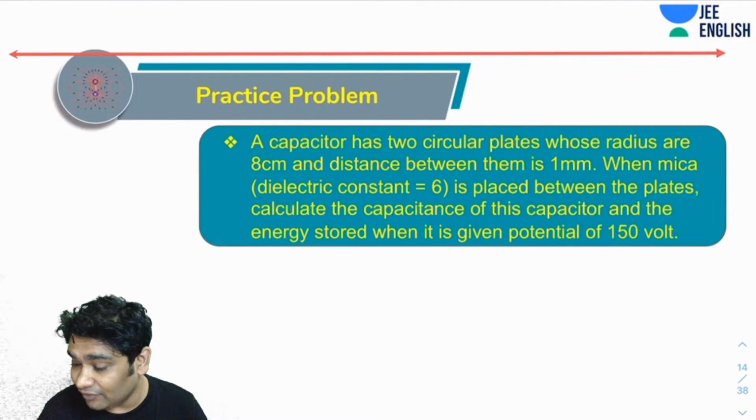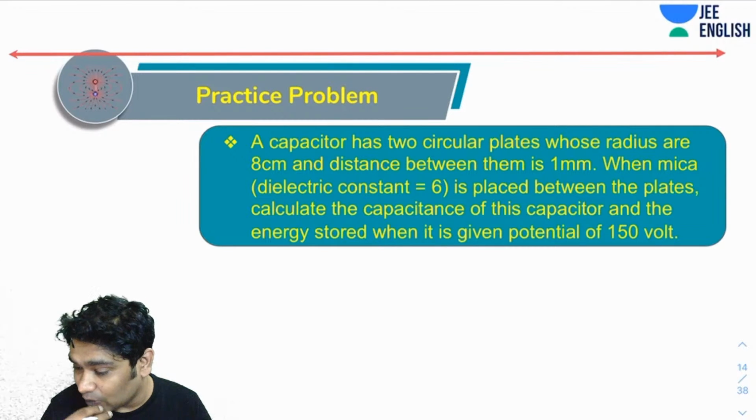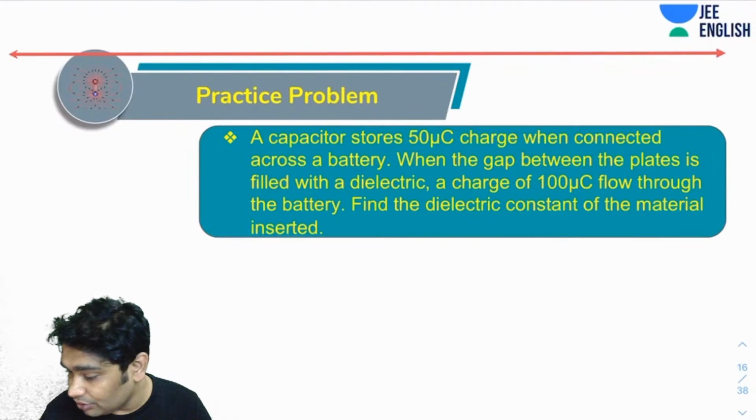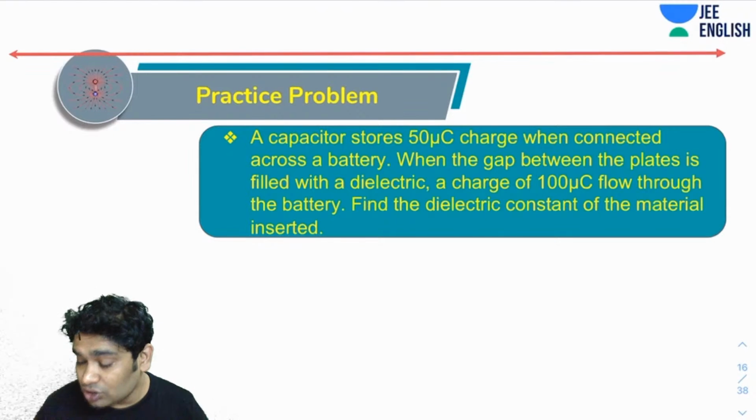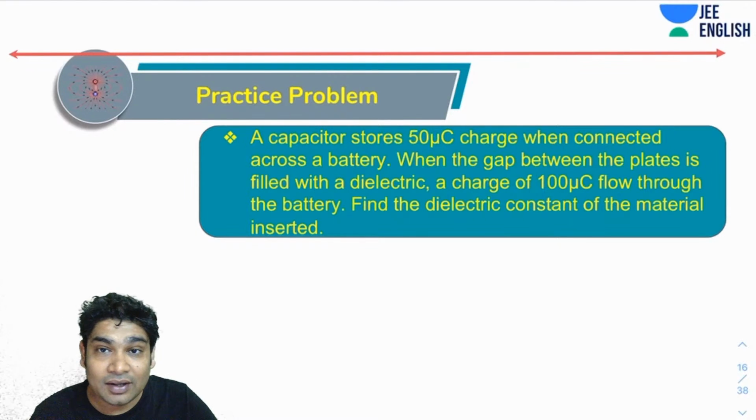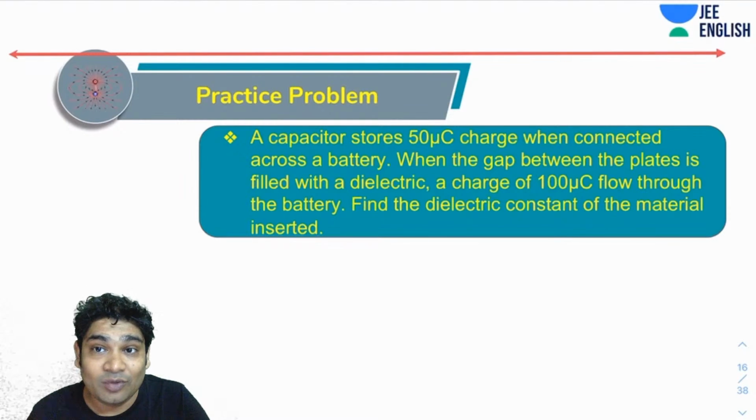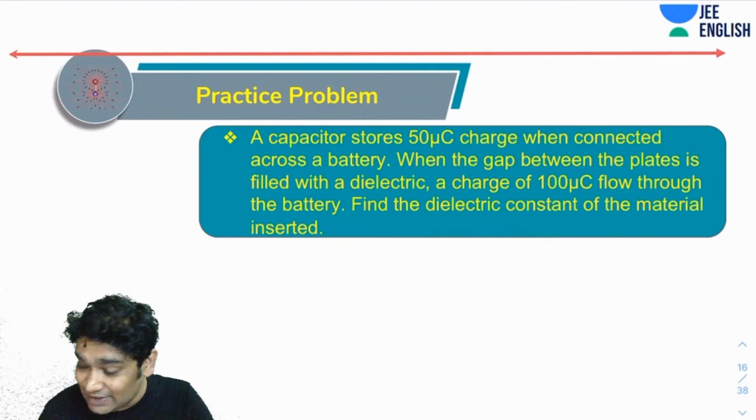Next, we wanted to go over some problems. I think we already tried this one, but I wanted to show you some more problems. Suppose there is this problem. It says a capacitor stores 50 microcoulombs of charge when connected with a battery. When the gap between the plates is filled with a dielectric, an additional charge of 100 microcoulombs flows through the battery. You have to find the dielectric constant of the material inserted.